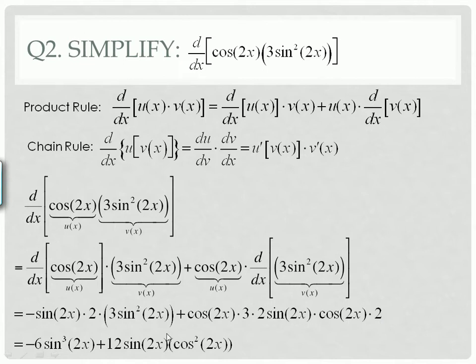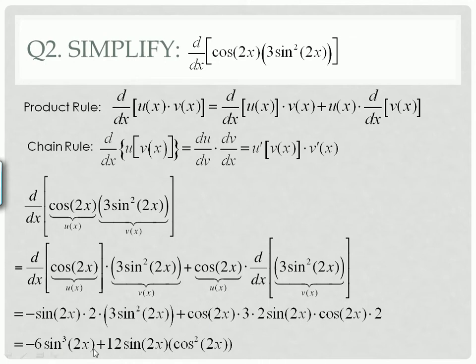Okay, and then you can simplify this. Bringing out the coefficients, I'm going to get negative 6 sine cubed 2x plus, here I have 3 times 2 times 2 gives me 12, sine 2x, and then cosine squared 2x.